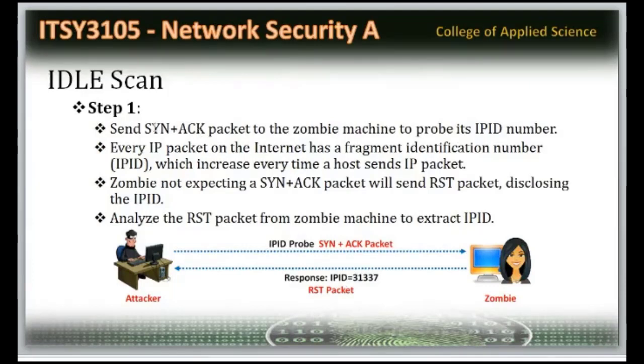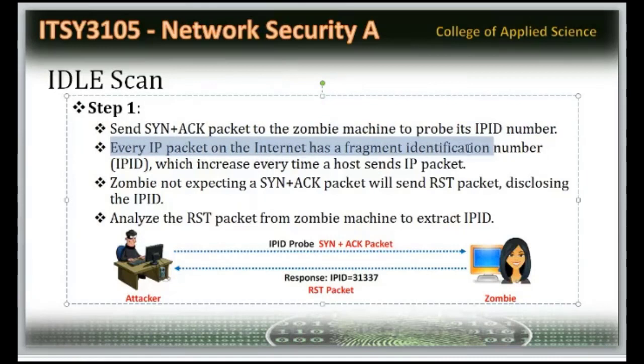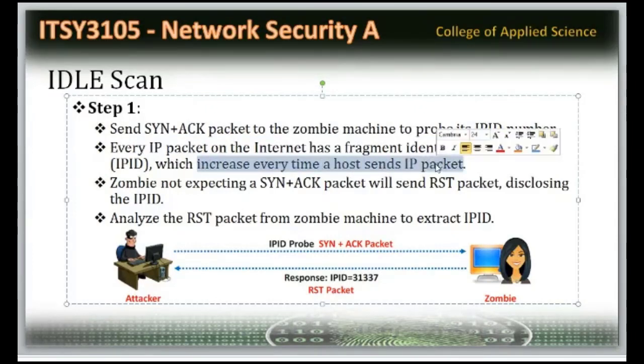So you see, send the sync plus acknowledgement to the zombie machine to probe the IP ID number, from here to here. Every IP packet on the internet has a fragmentation identification number, which increases every time the host sends a packet. This is what I told, it will be incrementing. So 31337, next packet will be 338, 339, it will increment like that. So I want to find which number you are starting from. What is your current number? From that, automatically the attacker will increase and find the next one.